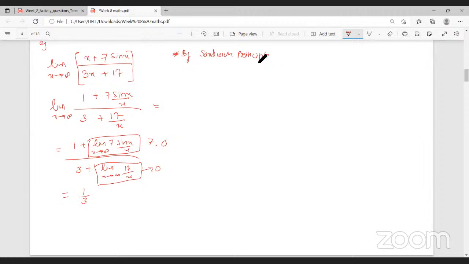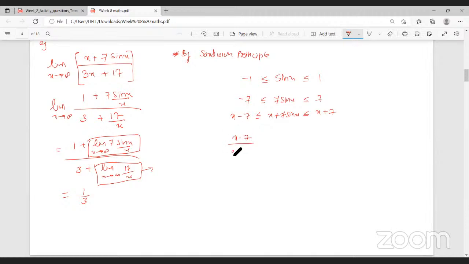But I want to apply the sandwich principle here for this whole function. How can I apply it? Same as the previous approach, we take the range of sin x, from -1 to +1. Now we multiply by 7, and add x. So x minus 7, x plus 7 sin x, x plus 7. Now divide by this whole function, right?